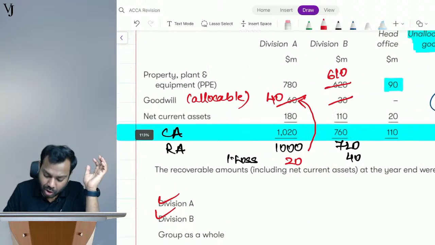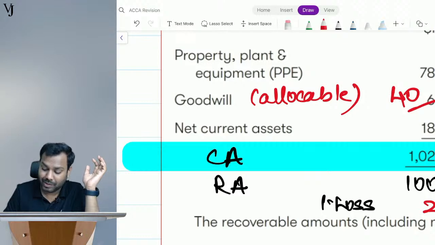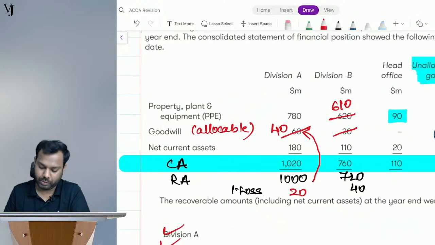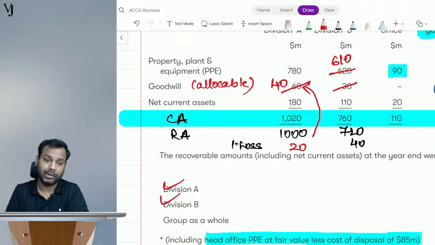It is not non, see, it is net. It is net current assets, not non-current assets. Aditya, it's net current asset. It's not non-current assets.